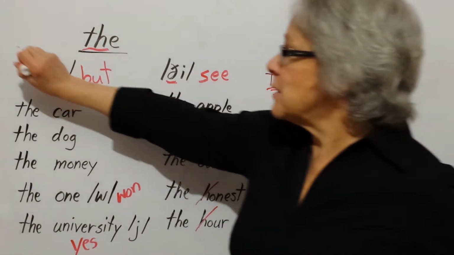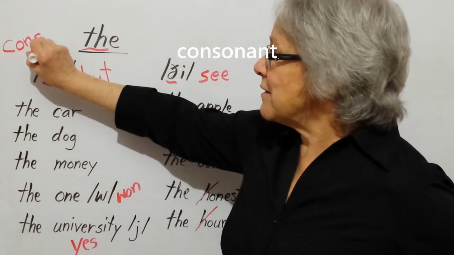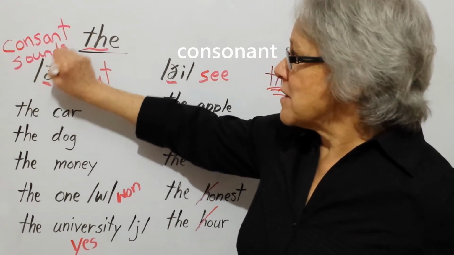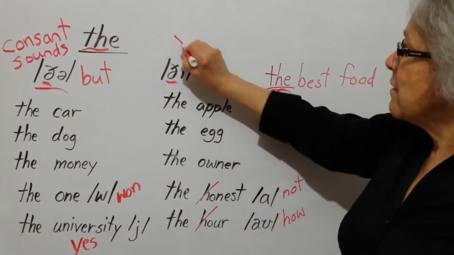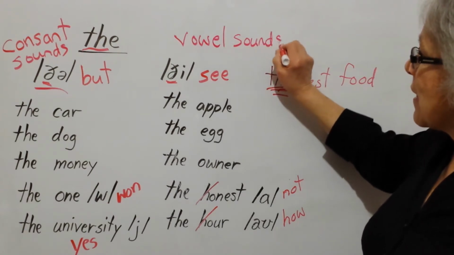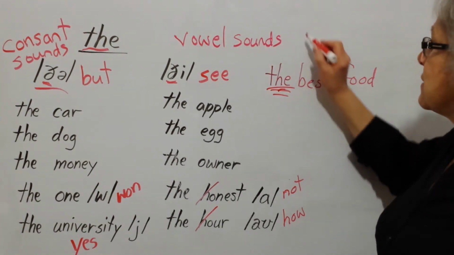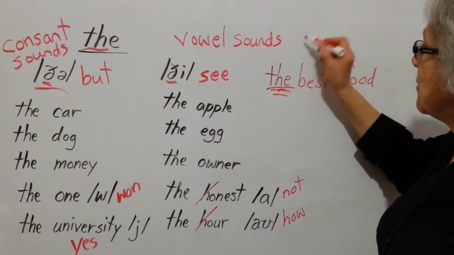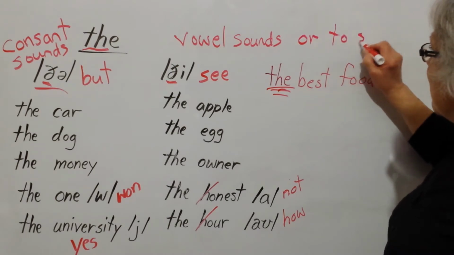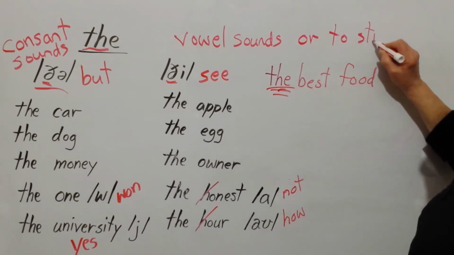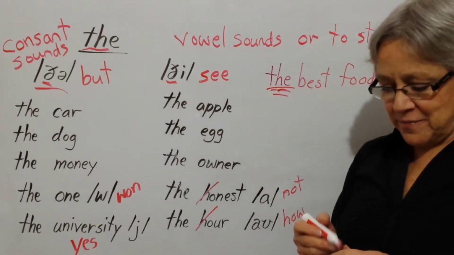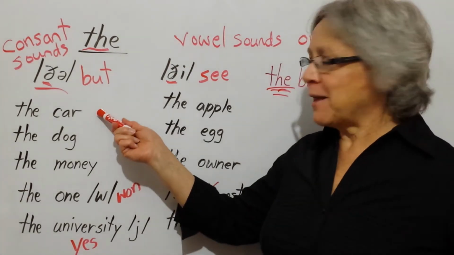So here, I should have written this already, but I didn't. So consonant sounds, we use the. For vowel sounds, and to stress, I'll put or to stress. It's hard to write on the board this way, okay? Or to stress, we use this one, the. All right, let's practice. Please repeat.